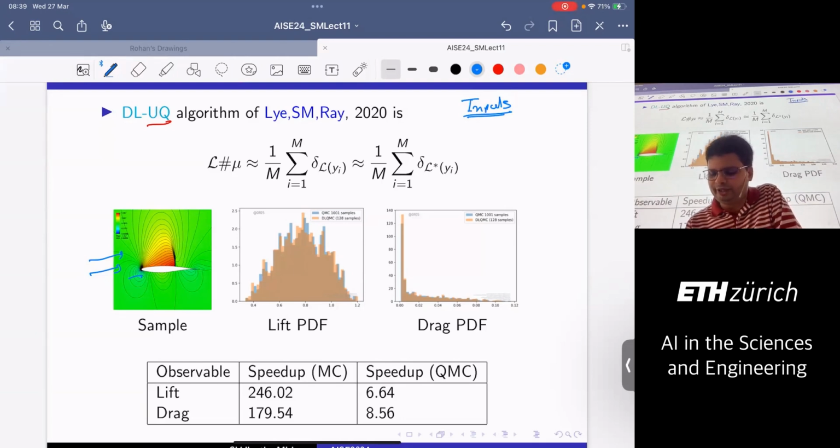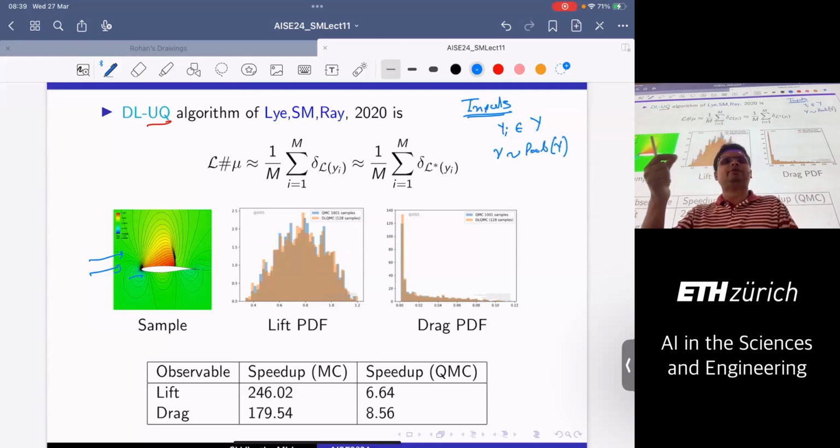Because these y_i's belong to some space Y, and there is a measure on Y. Let me call it nu, because it's not a measure on the function space. This is a probability measure on Y, and you generate the samples. So the uncertainty comes in from the fact that you cannot be precise with your inputs. Your inputs have some uncertainty in them.